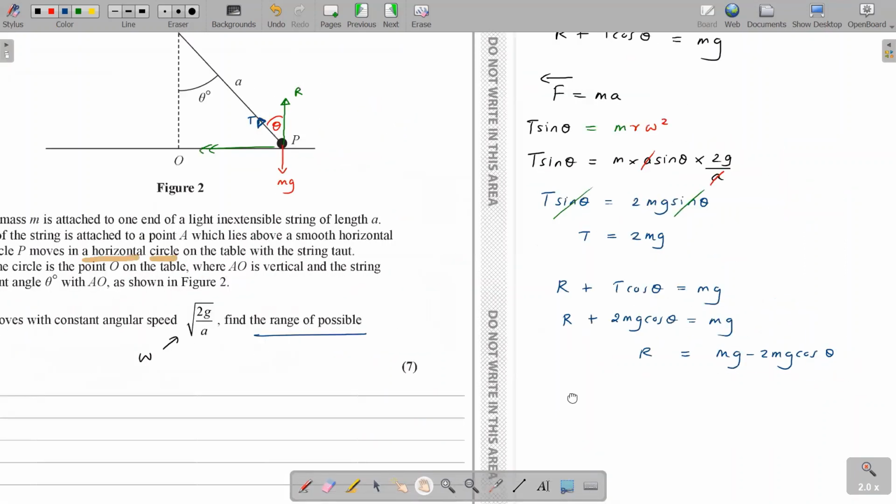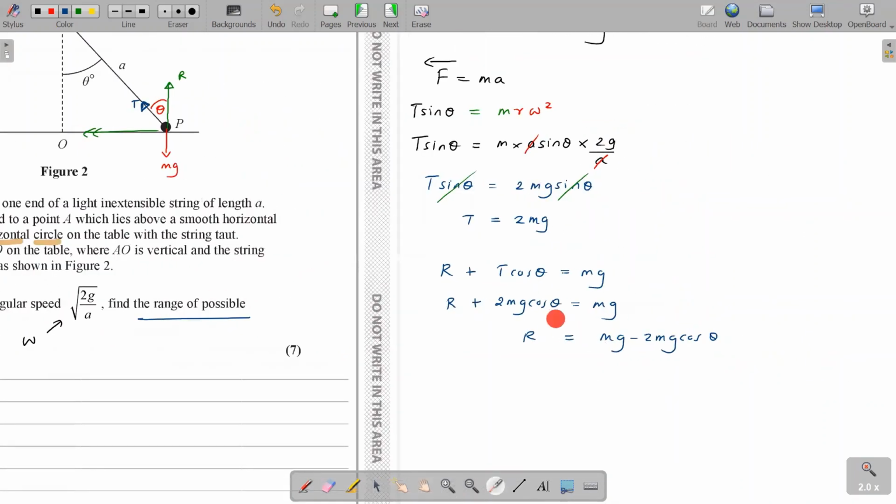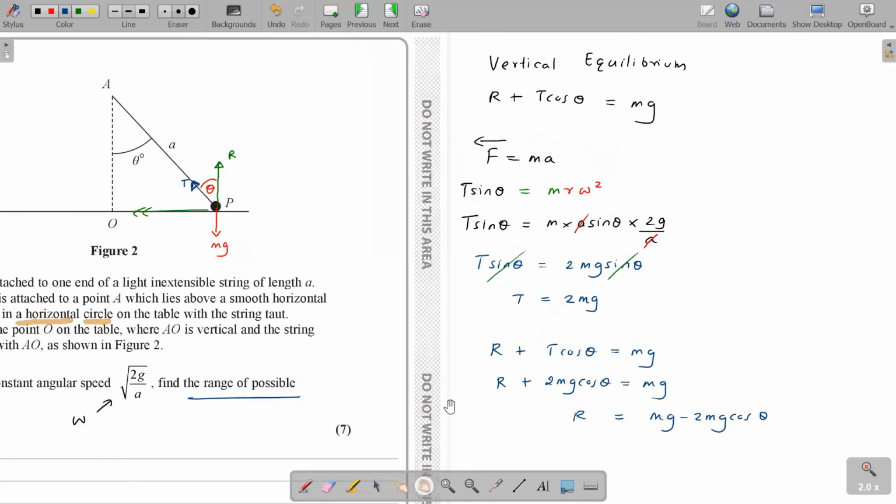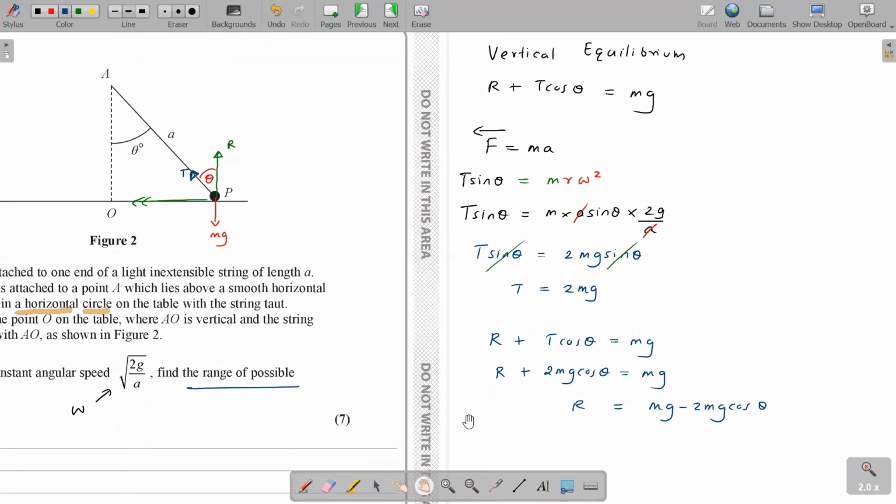So range of possible values of theta, in the sense, now if you go to make cos theta the subject here, you run into a problem because we do not know the value of R. So now to get the range means that there's an inequality, right? So how do you create an inequality in this question? How do you create an inequality? This is something we've done before.